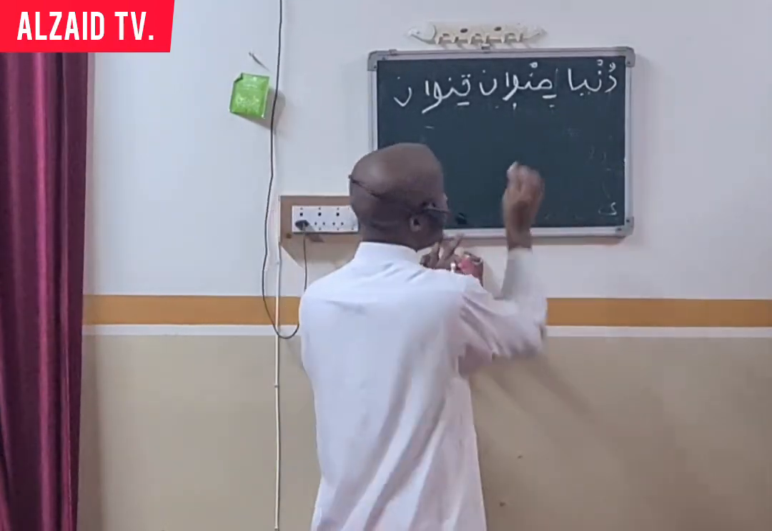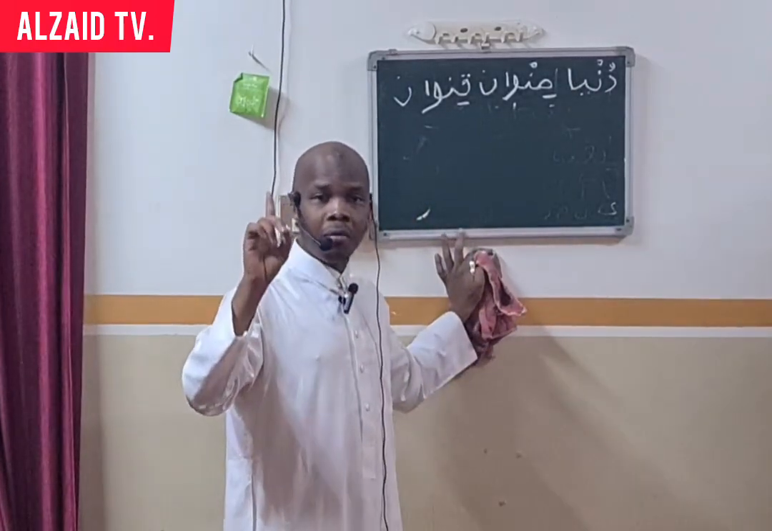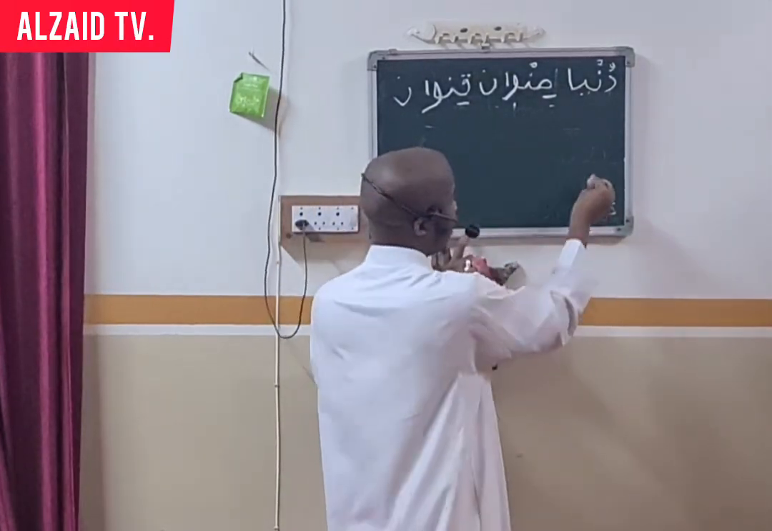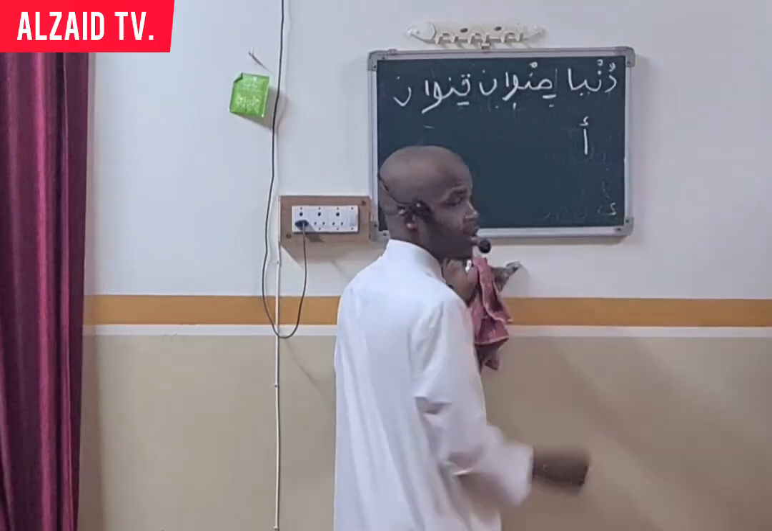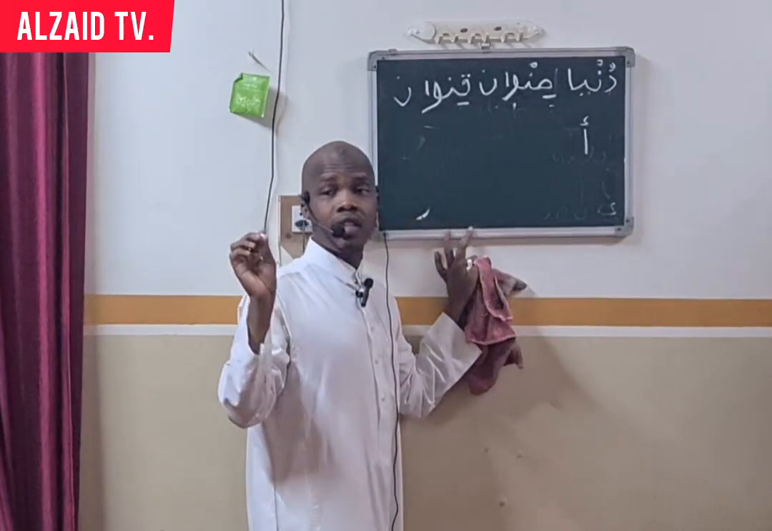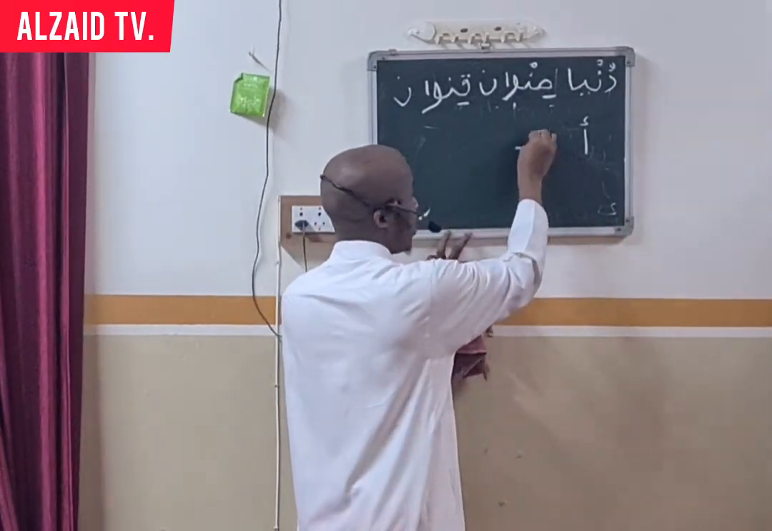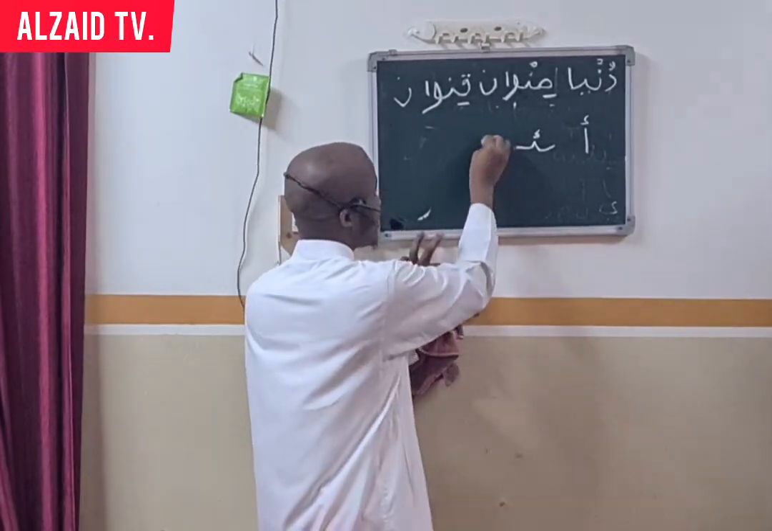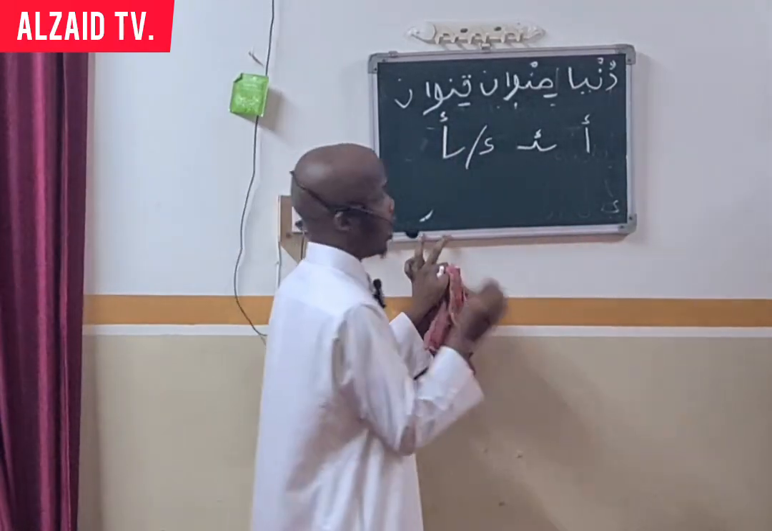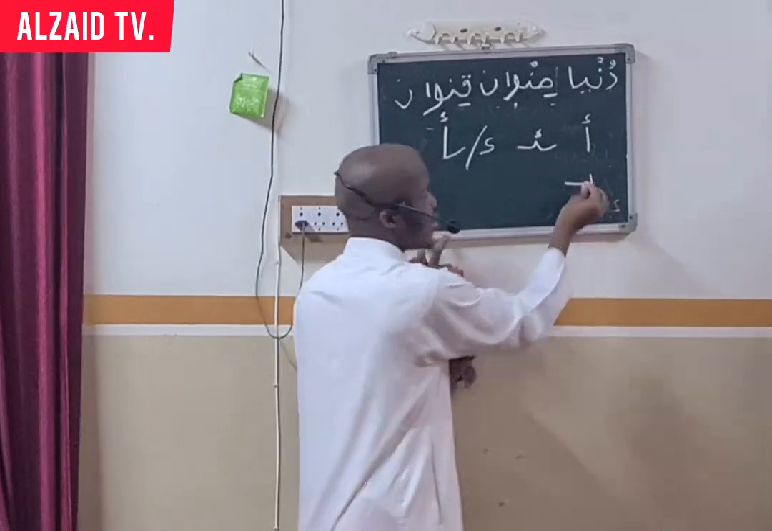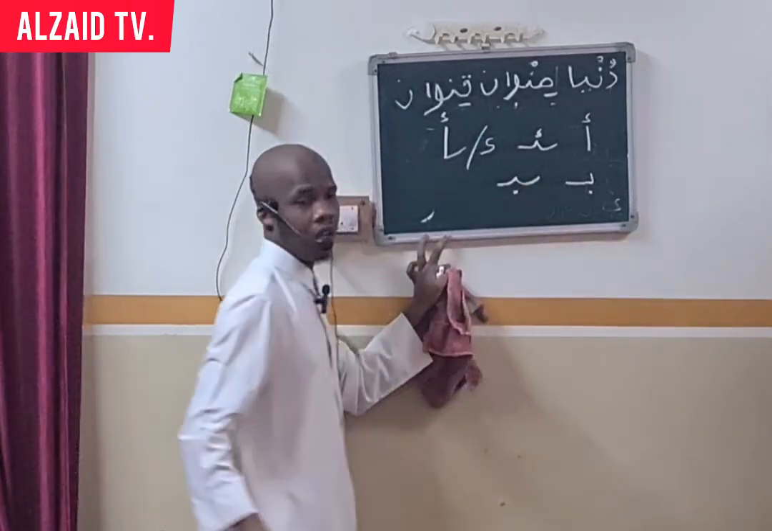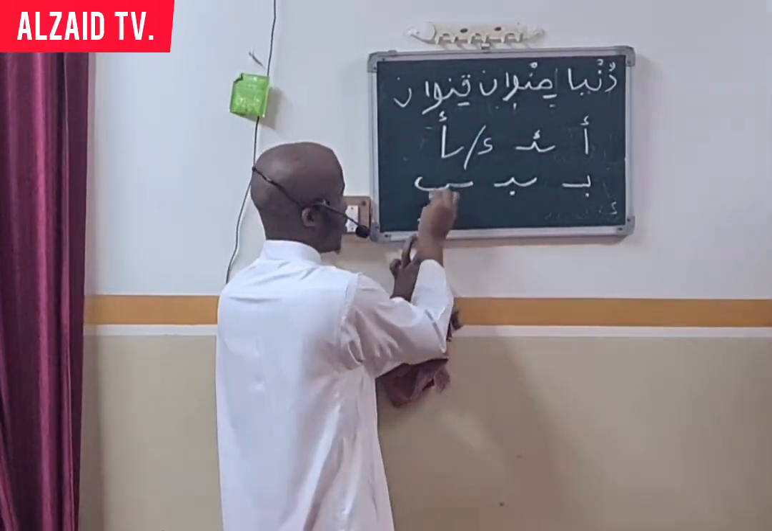There are alphabets that come in the first letter or in the first word. For example, alif, when it comes first, it is written like this. When it comes in the middle, it is written like this. When it comes at the end, it is written like this, or like this. Right? When we take ba, when it comes in the first word, it is written like this. When it comes in the middle, it is written like this. When it comes at the end, it is written like this.